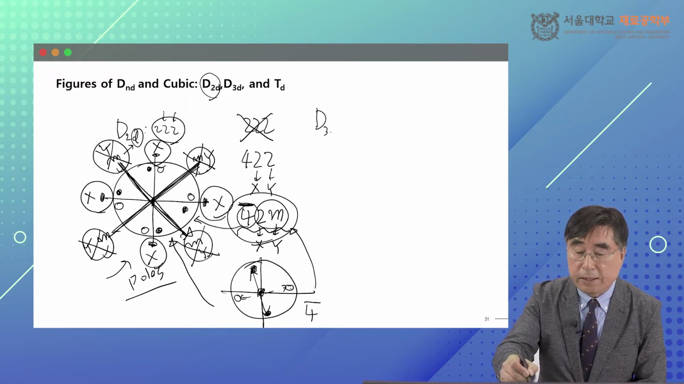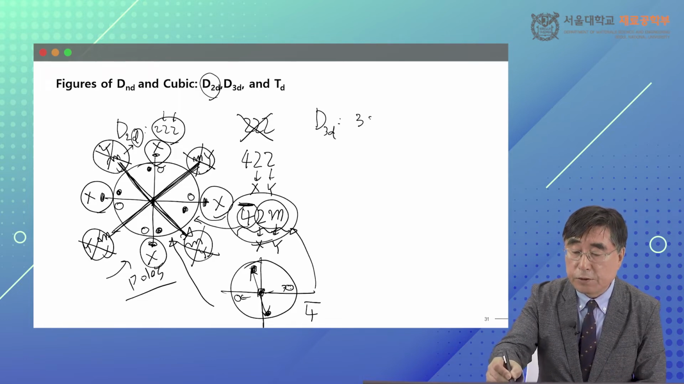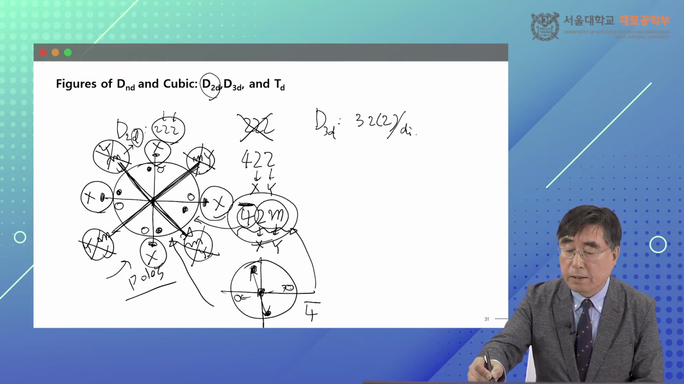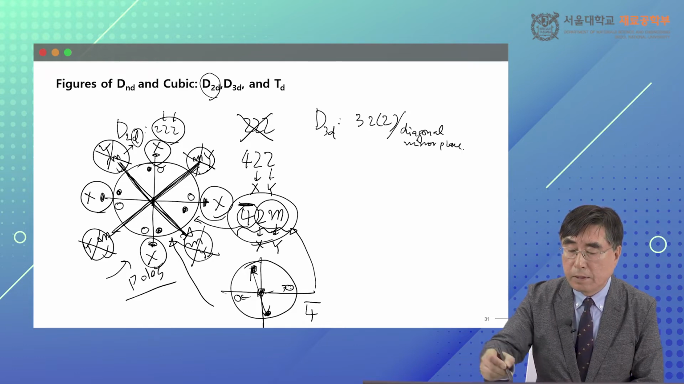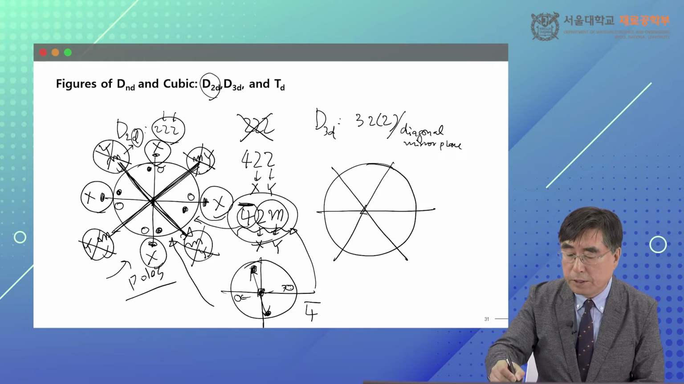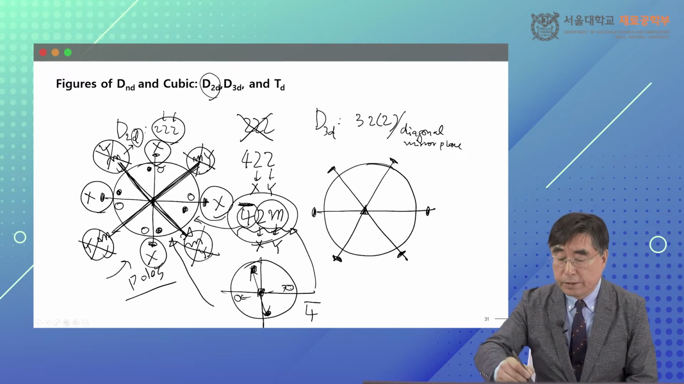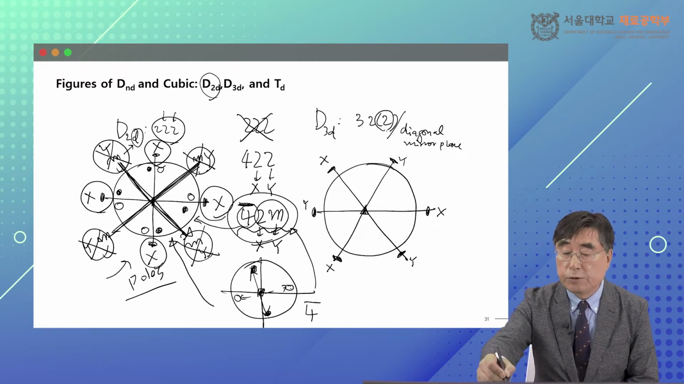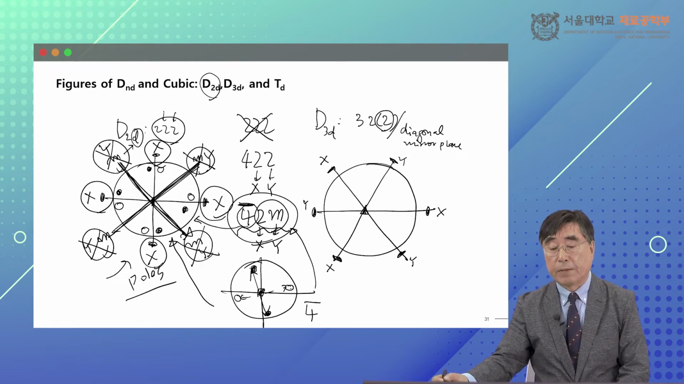Now let's look at D3d. Again, this one is 3, 2. You don't have to write down 3, 2, 2. And vertical diagonal mirror plane. How do we draw it? 3, 2, 2. Okay, set of x-axes, set of y-axes, all have 2 folds. So we don't have to write down these 2 folds in there because x and y are the same.